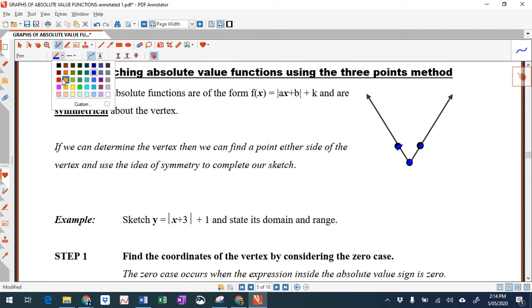Because once you've got your 3 points, you just have to start from the corner of the V and then sketch your V, obviously with a ruler. Okay, so let's have a look at the method.